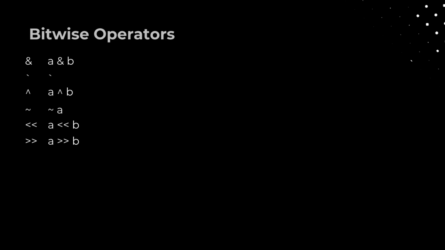The next operator is bitwise OR. The syntax remains the same, that is A pipe B. For caret or XOR, the syntax is A caret B. It returns 1 if bits are different. The next one is bitwise NOT. The syntax is tilde A. Inverts all bits. Left shift. The syntax is A left shift B. This shifts bits to the left by B positions. Right shift. The syntax is A right shift B. This shifts bits to the right by B positions.